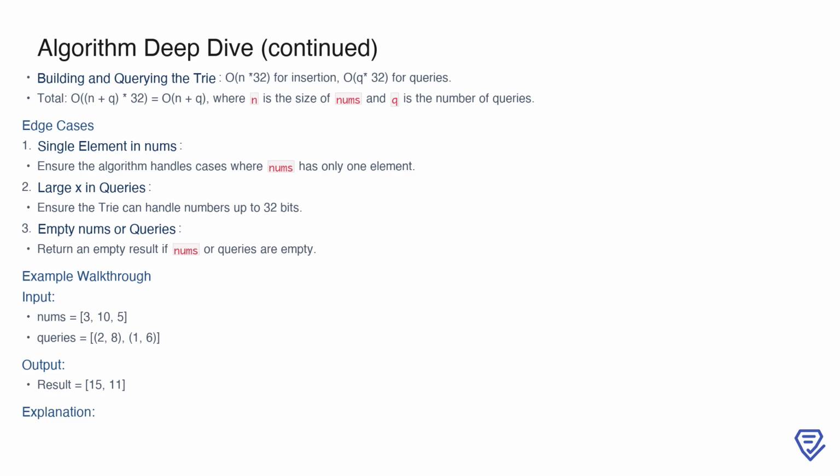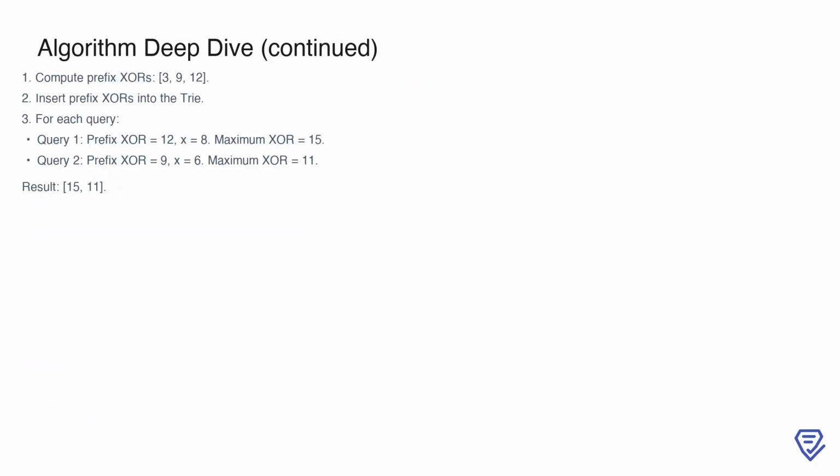To better understand the process, let's walk through an example. Suppose nums is 3, 10, 5, and the queries are 2, 8, 1, 6. First, we compute the prefix XORs, which are 3, 9, 12. Next, we insert these values into the tree.